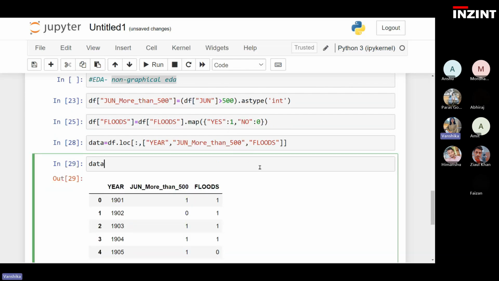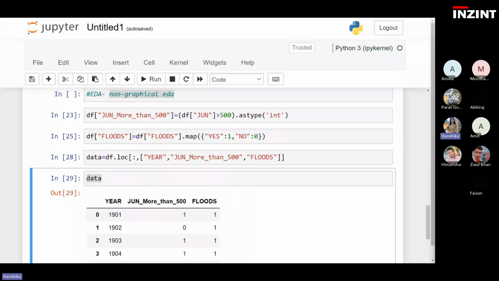Alright. यहाँ तक किसी को कोई डाउट? Can I proceed further? Please give me a thumbs up if I can proceed further.